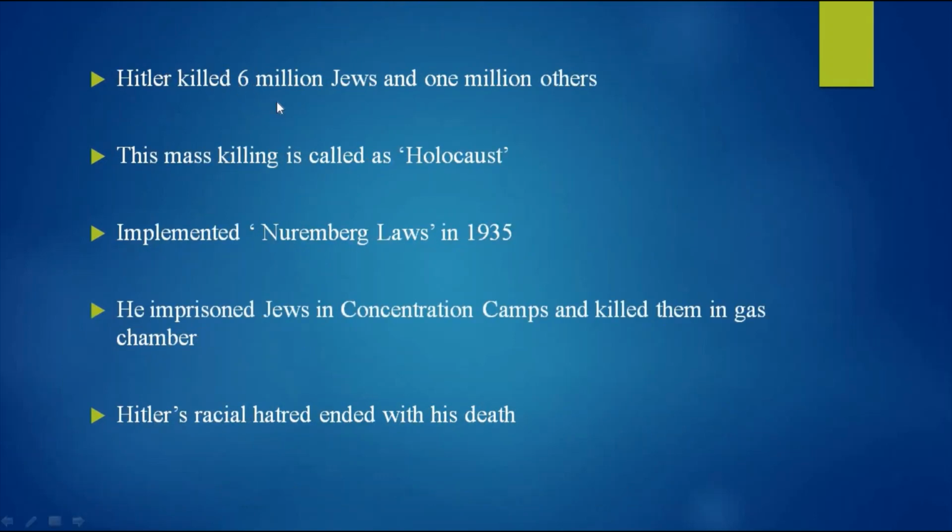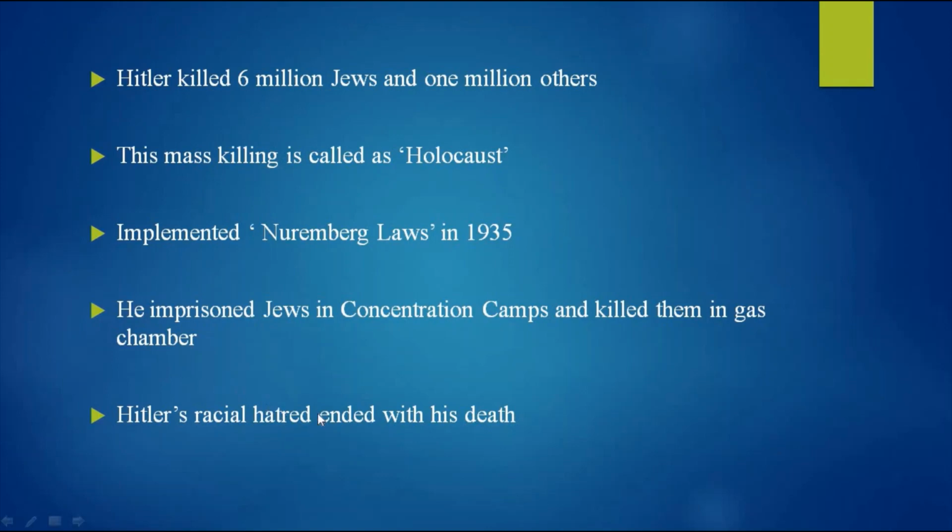And Hitler killed 6 million Jews and 1 million others. Just imagine, 7 million people were killed by Hitler. And this mass killing in the gas chamber, etc., is called the Holocaust. He implemented Nuremberg laws in 1935. And he imprisoned Jews in the concentration camps, and killed them in gas chambers.